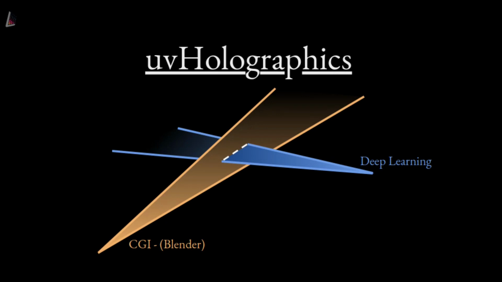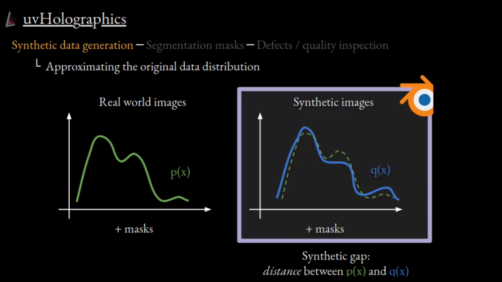There is a very interesting intersection between CGI and deep learning, and one of the things that lie on this intersection is the generation of synthetic data to train neural nets. On one hand, you have the real-world images, where you have to manually add segmentation masks. On the other hand, given that we can create a pretty good representation of the real-world images with Blender, the masks almost come for free.